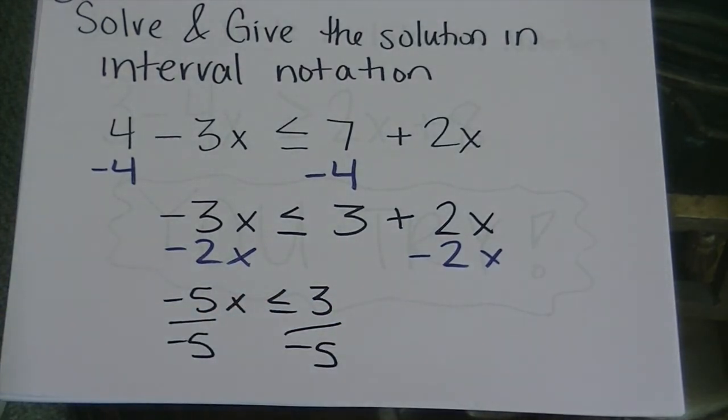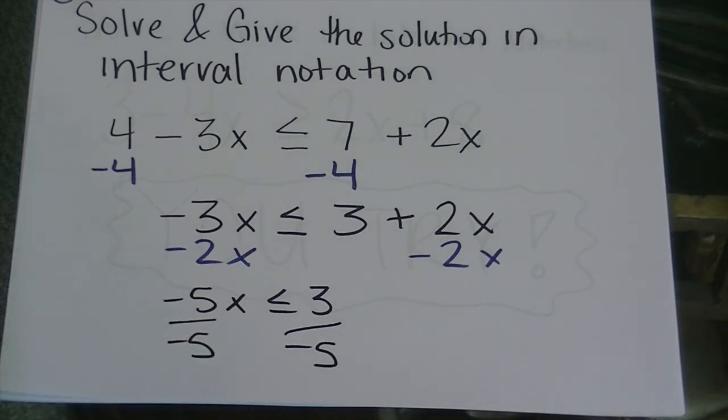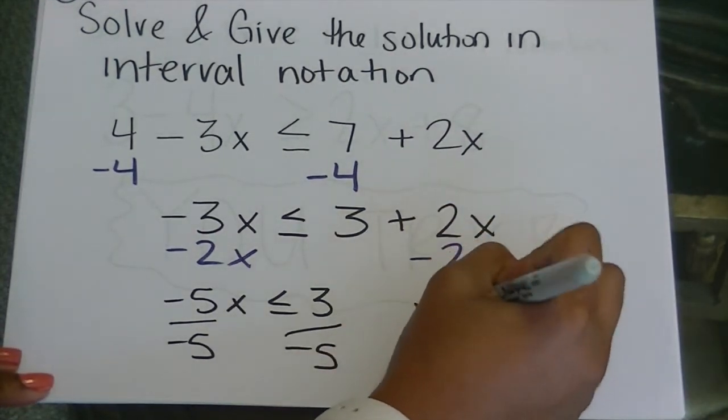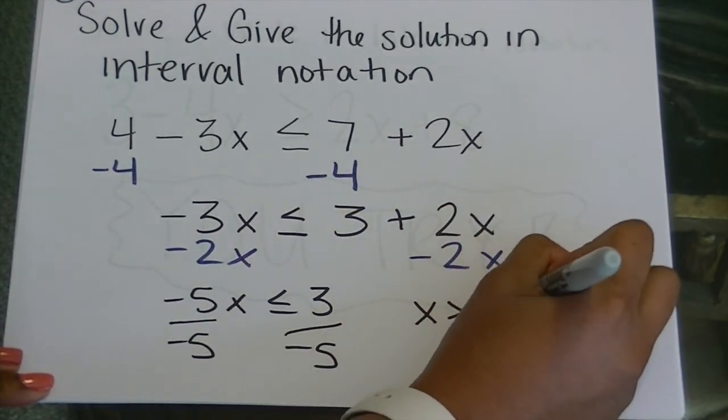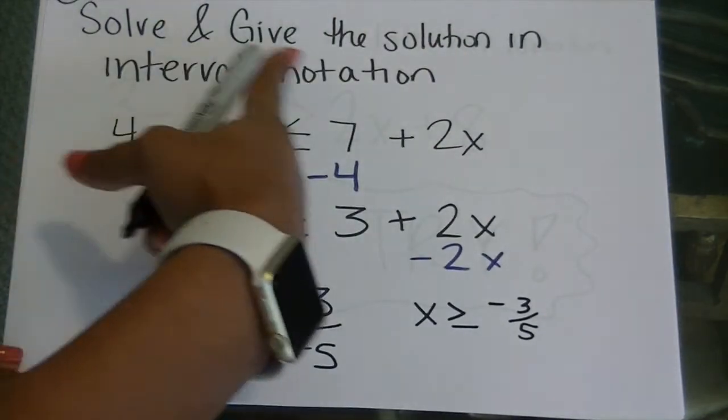And remember, when we divide by a negative, that means that my sign, again, is going to flip. So I get x is greater than or equal to negative 3/5.